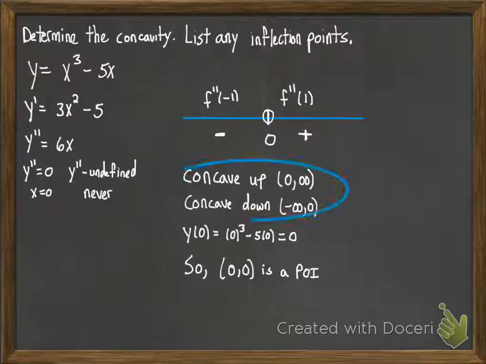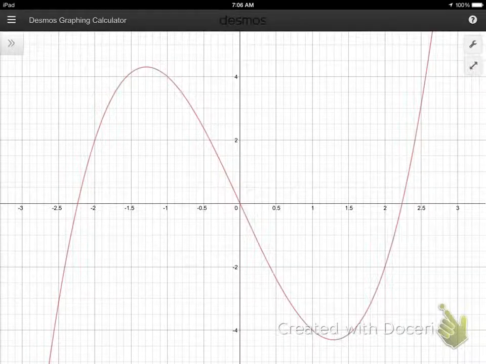So now we've found what we've been asked for. When is it concave up? When is it concave down? What are our inflection points or points of inflection? Now I want to take a look at the graph. This is the same graph we had before, only now I've blown it up a little bit more.